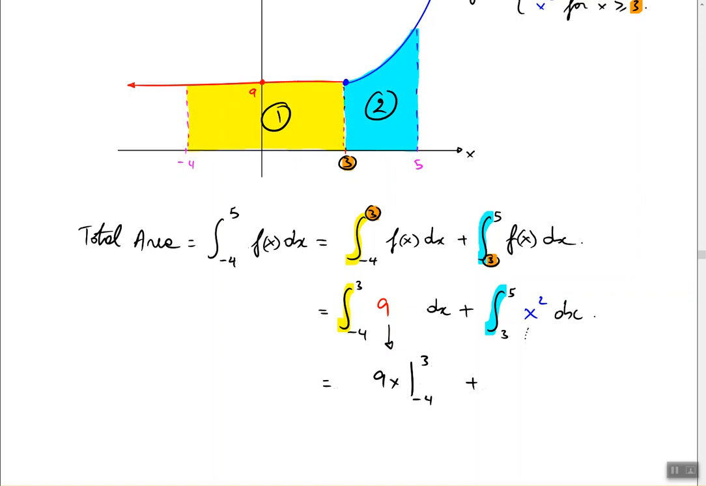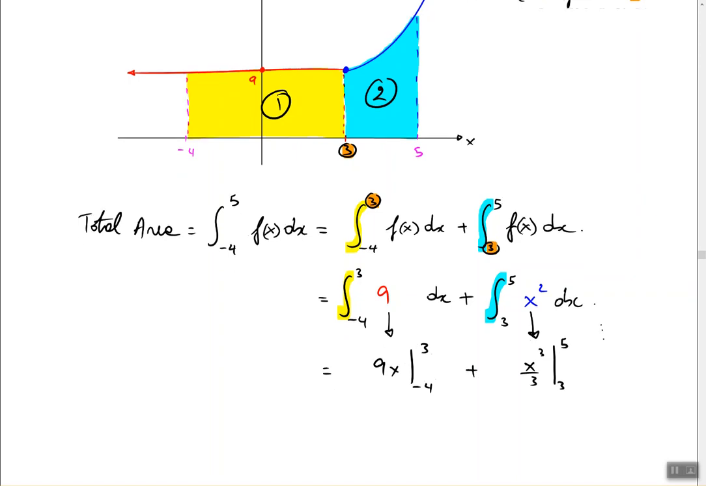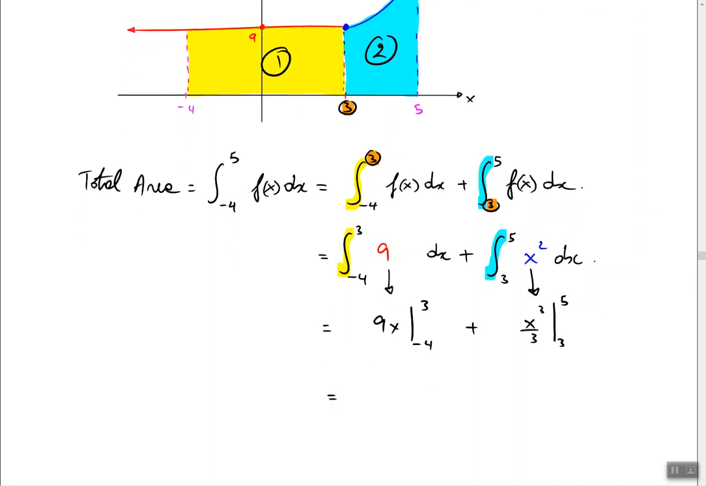So it has its own upper bound and lower bound. Then we have to do an integral for x squared. What's the antiderivative for x squared? It's x cubed over 3. And that integral is going to be between 3 and 5, so its own upper bound and lower bound. Let's go ahead and plug them in.